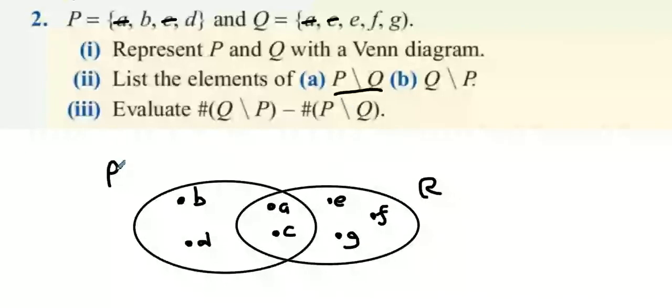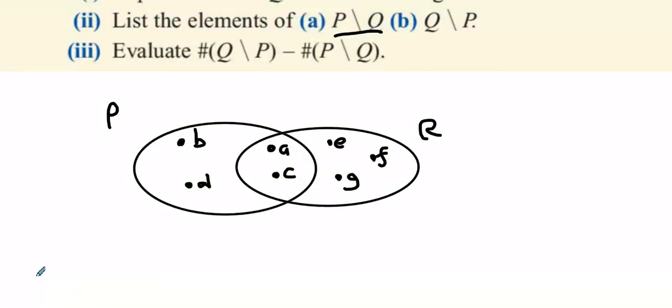List the elements of P less Q. Everything in P that's not in Q. So P less Q is B and D. They're the only things that are in P but aren't in Q. B and D.